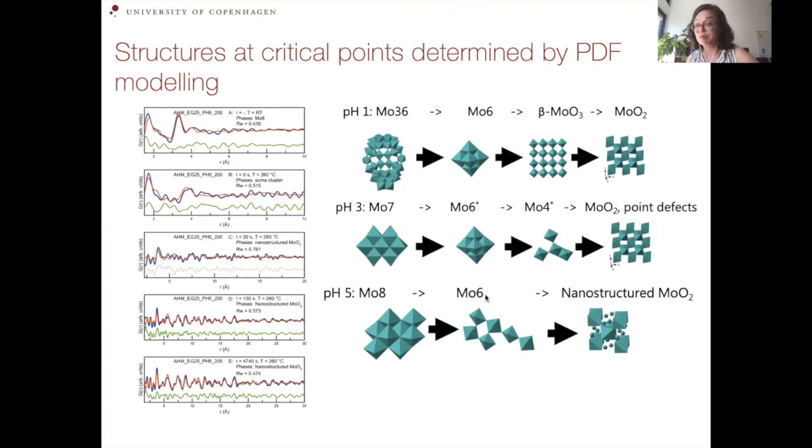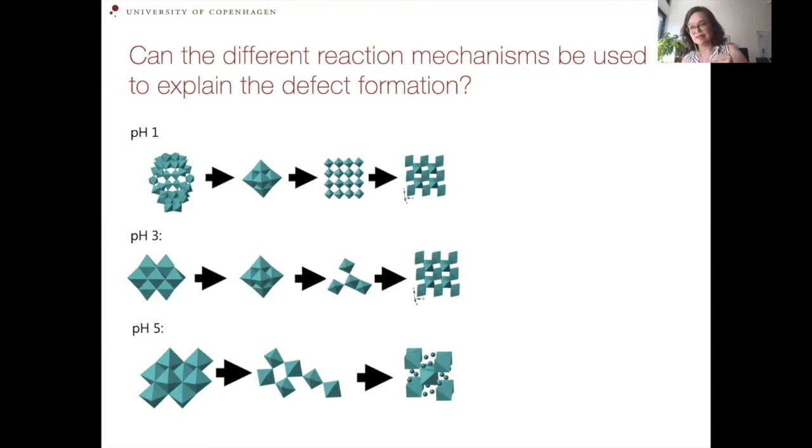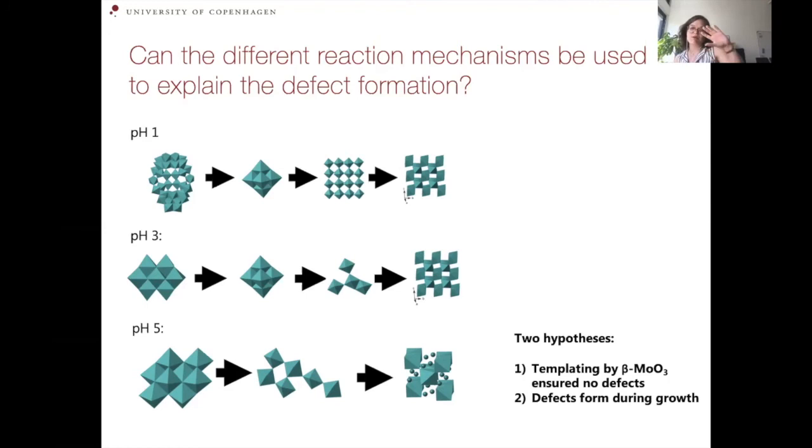So we're starting to at least have some idea of the relation between the pH and then the reaction mechanism and then the final product. So we're still working on really understanding this and collecting more data, but can we then make some hypotheses about what leads to defects? Is it that we need this MO3 structure to avoid the defects, or that the defects form as the particles grow? And we know this is much slower at higher pH. So we can go in and understand the species that we have during our reaction.